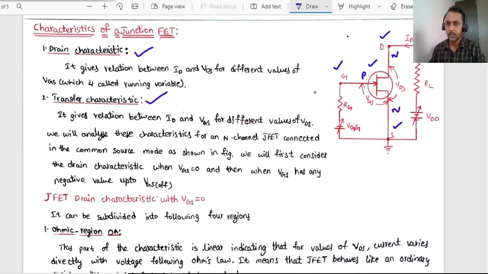N channel JFET. If you recollect our previous basics, in N channel JFET, source will be N type, drain also will be N type, and gate will be P type, right? So this is the symbol.